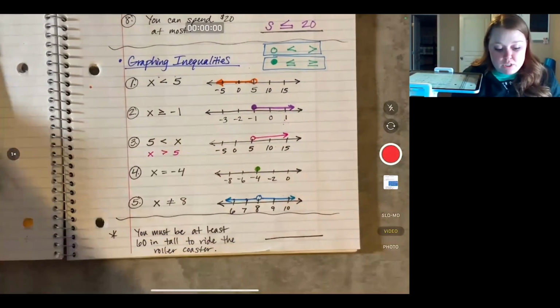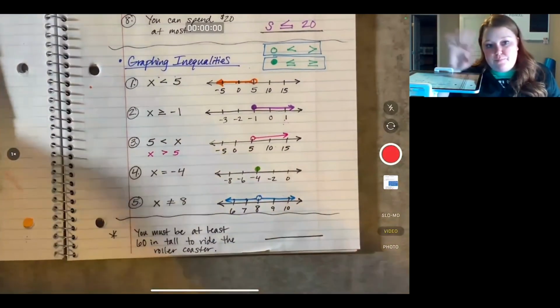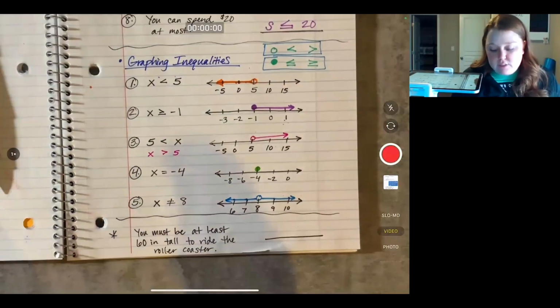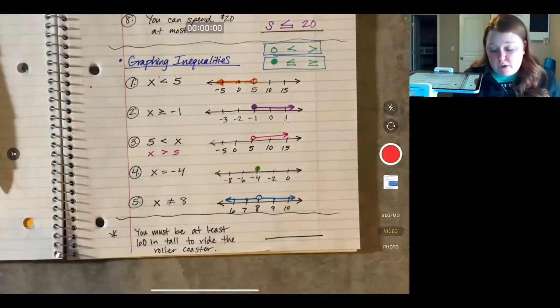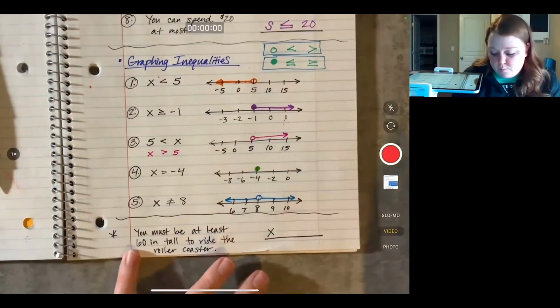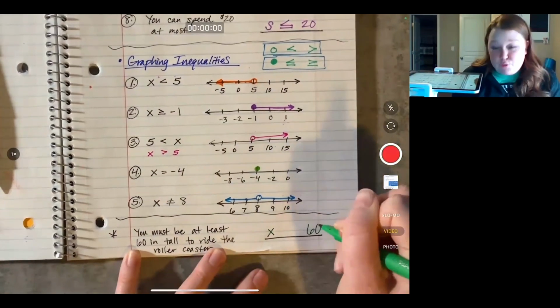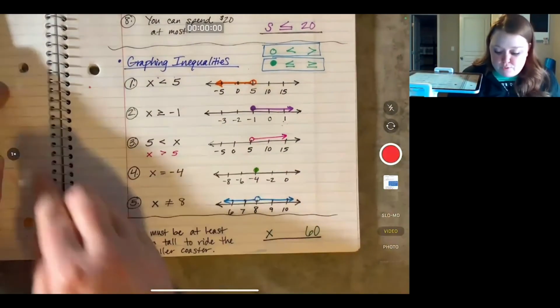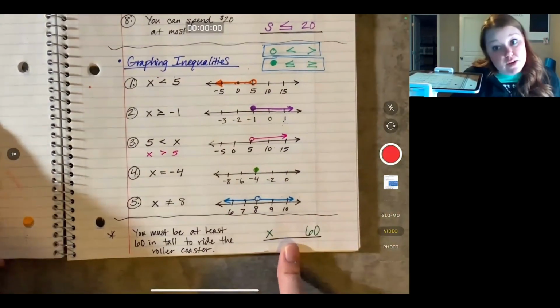Now, because we're going to put this into our entry task, let's go ahead. I'm going to set you up with your variable. Let's just use X in this case, and we know we're comparing it to 60. So really, your only thing I want you to do is figure out what symbol goes there. That's it.